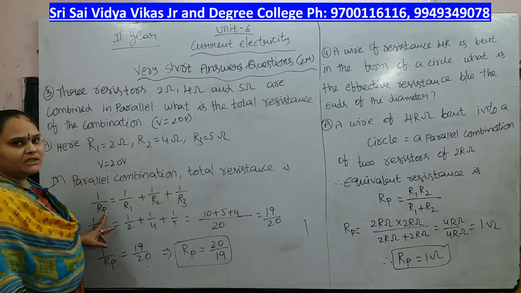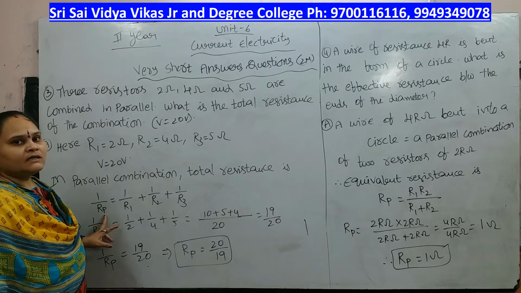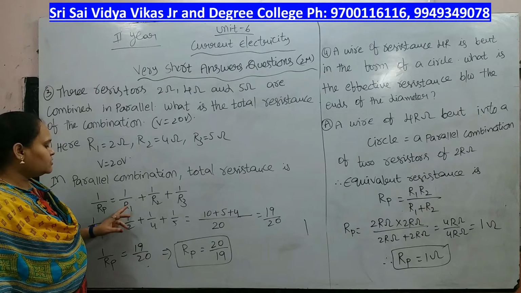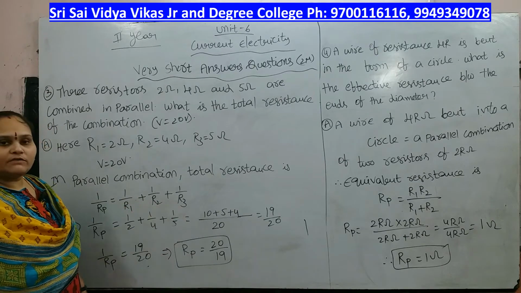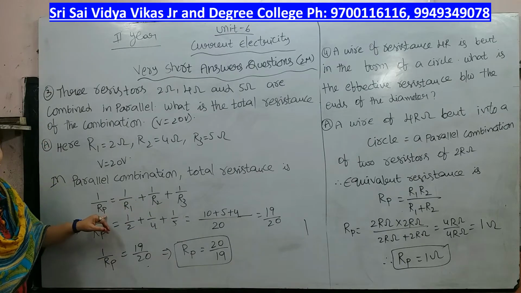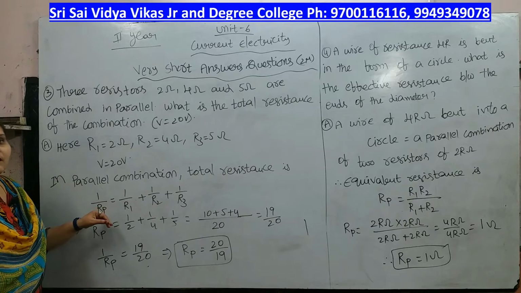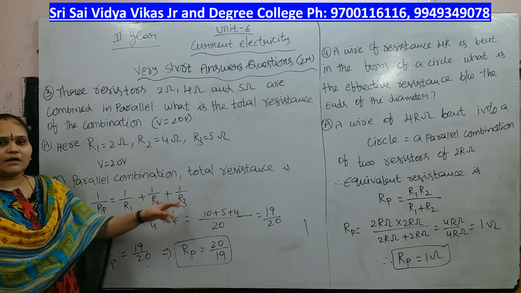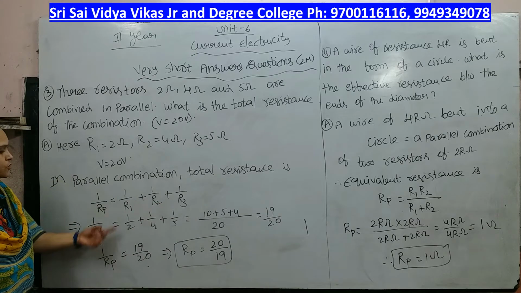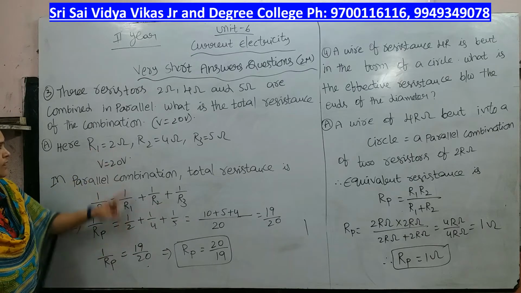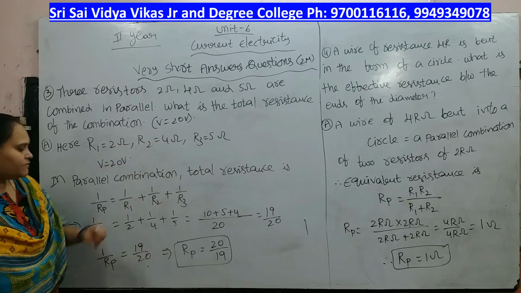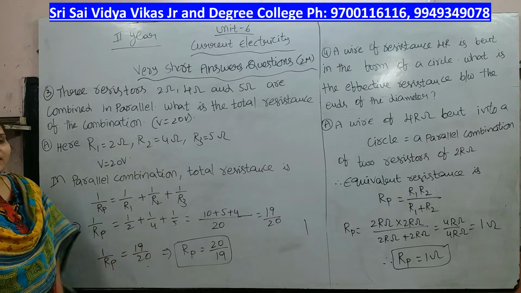In parallel combination, the resistances are connected in parallel. The formula is the reciprocal of the resultant resistance will be equal to the sum of the reciprocals of the individual resistances. Here suffix P indicates the resistors are connected in parallel combination. Then 1 by RT equal to 1 by R1 plus 1 by R2 plus 1 by R3. Substitute R1 equal to 2, R2 equal to 4 and R3 equal to 5: 1 by 2 plus 1 by 4 plus 1 by 5.